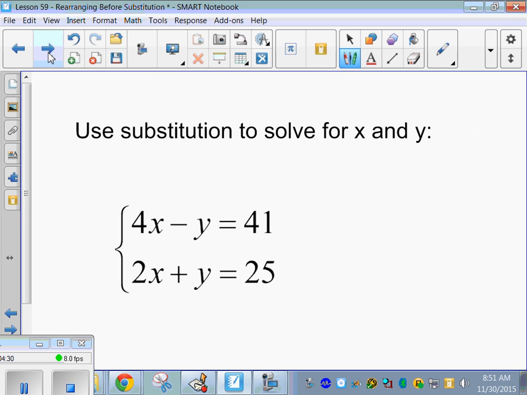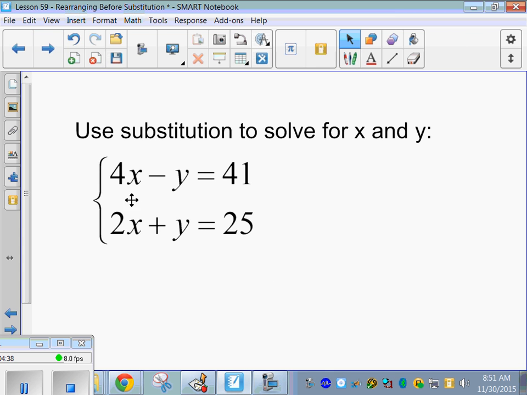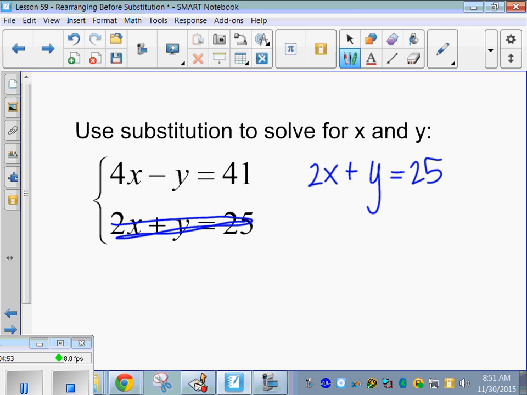Let's try one more. Use substitution to solve for x and y. So again, you guys write these down side by side. It's easier if you write them down next to each other. So I'm going to rewrite one of these over here. All right, so there's 4 variables you could solve for, and we want to pick the one that has a positive 1 in front of it. Riley, which variable has a positive 1 in front?